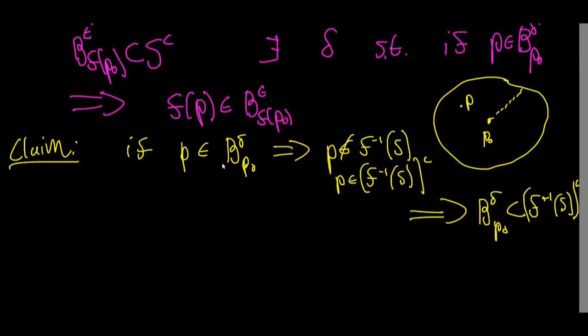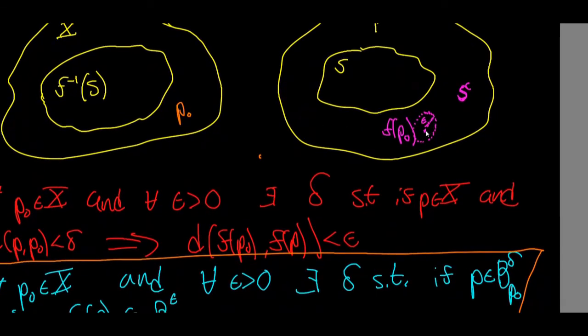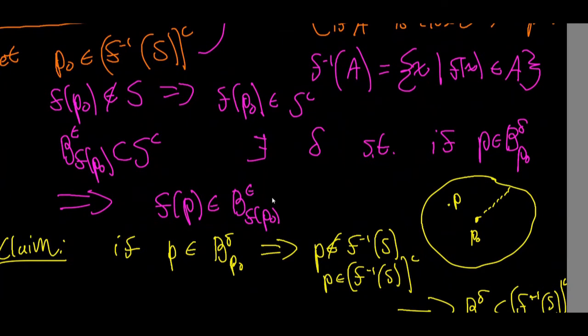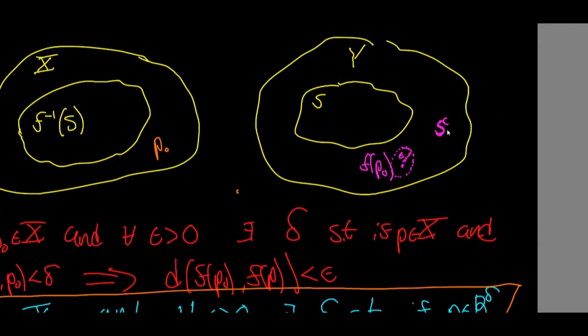So, why can I make this claim? Well, check this out. We know that the open ball centered at f of p naught and radius epsilon, every point in this open ball, because we define this open ball to be the open ball that must exist, that's entirely contained in the complement of S. So therefore, every point in this open ball is not in S. So f of p must be in the complement of S, because the open ball centered at f of p naught and radius epsilon is not in S. It's entirely contained in the complement of S.